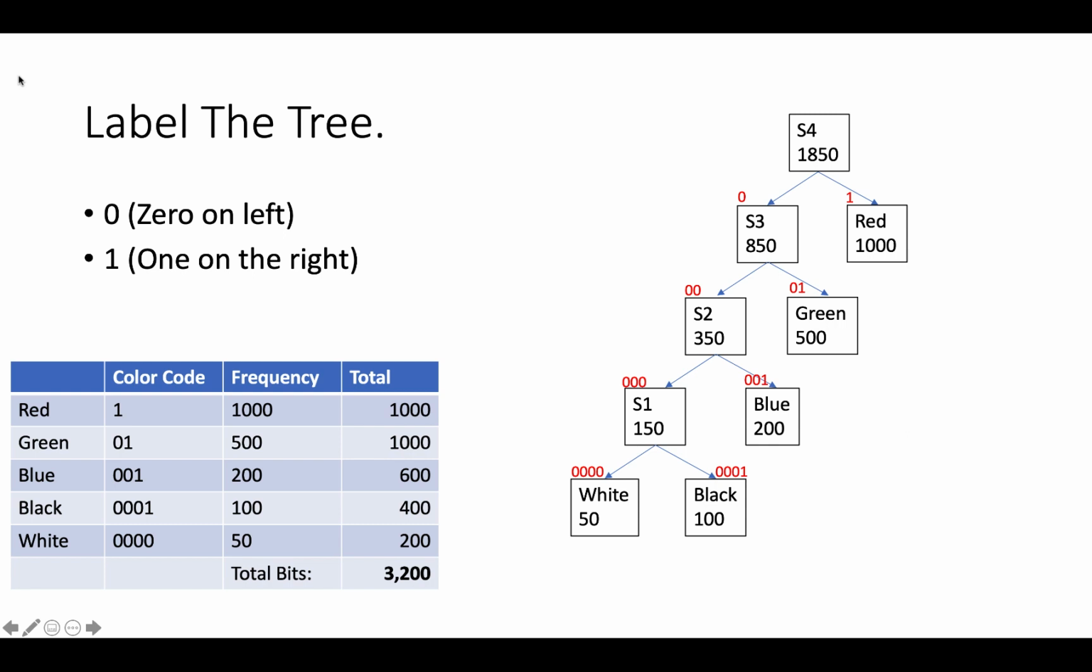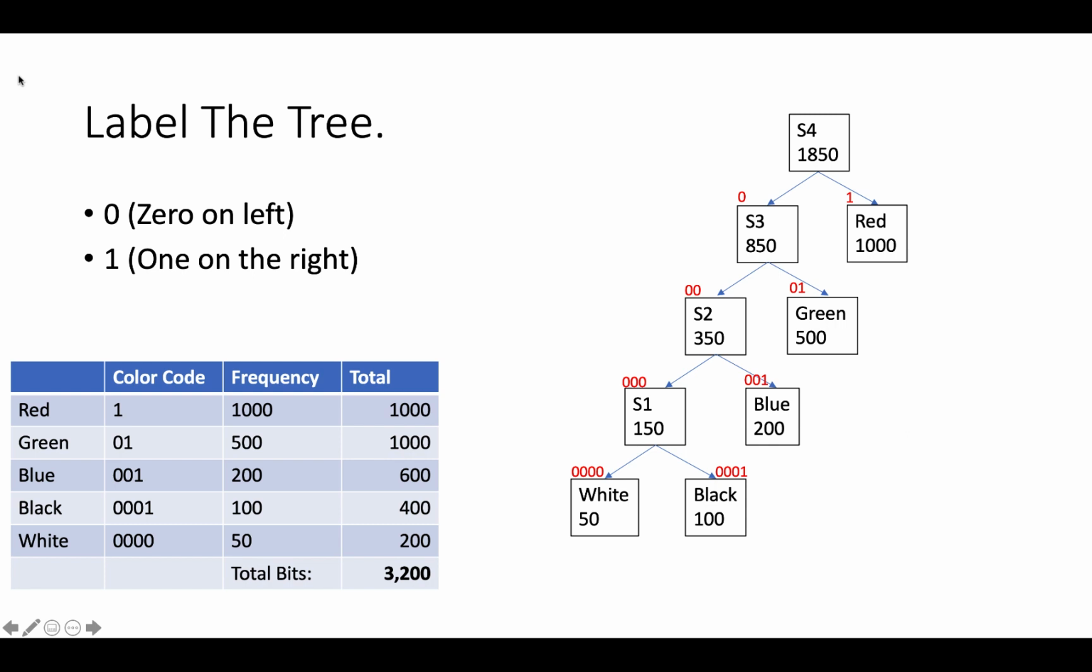Finally, we put the color codes back into our table so that we can see that red, instead of being 0, 0, 0, now becomes just 1. Green becomes 0, 1. Blue becomes 0, 0, 1. Black 0, 0, 0, 1, and white 0, 0, 0, 0.